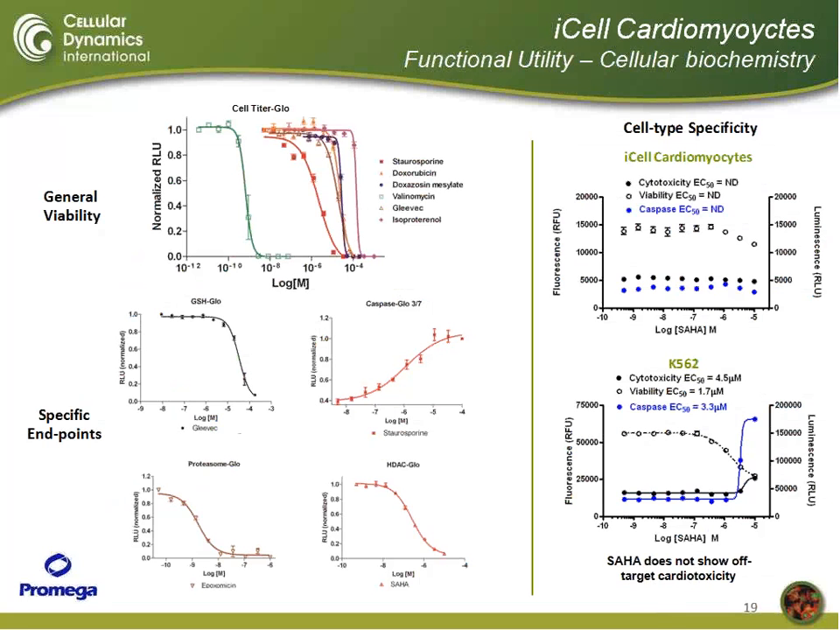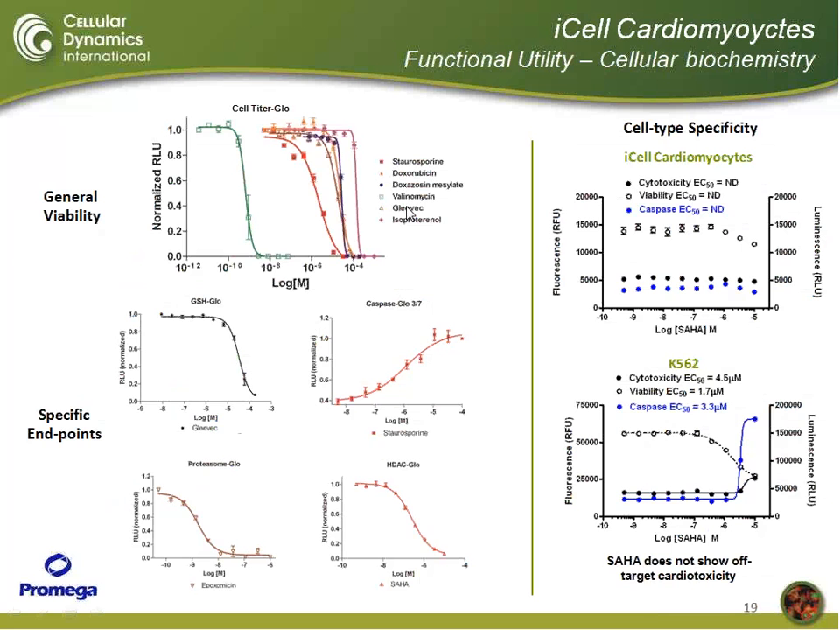Next goes into just cellular toxicity. And this really demonstrates that any of the over-the-counter kits that you can get from Promega to do a very straightforward viability or different mechanistic investigation, you can do with the iCell cardiomyocytes. They're very amenable to many different platforms and many different assays.